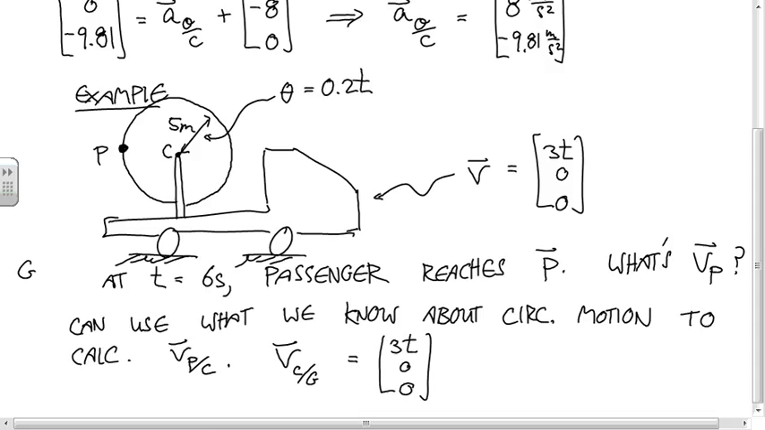Okay, so what do we need to figure out? Let's first figure out the velocity vector of P relative to C. What do we need to find that? So this is the circular motion part. The equation says the velocity is equal to omega cross R, right? We can figure out omega as a function of time. So from what we're given, how do we know omega as a function of time?